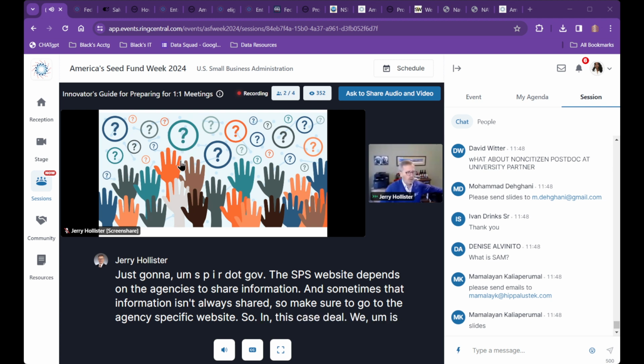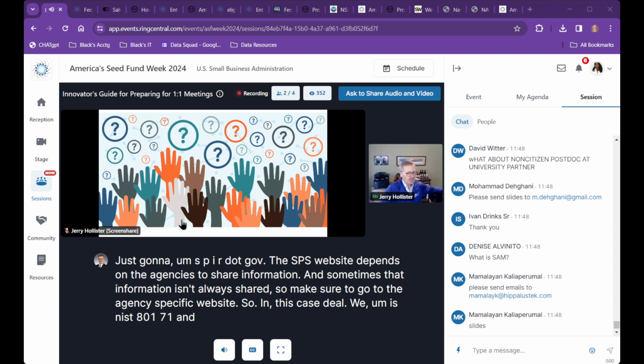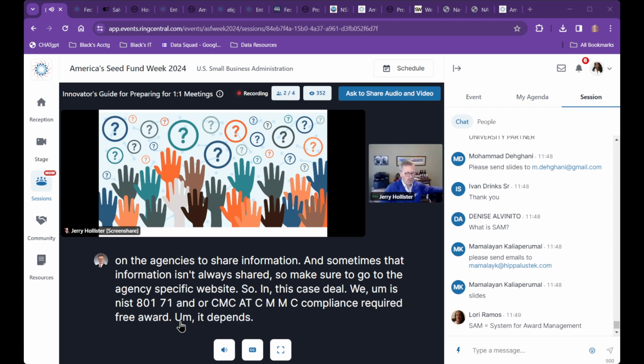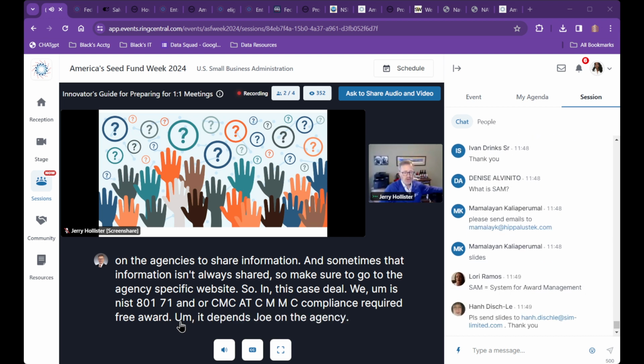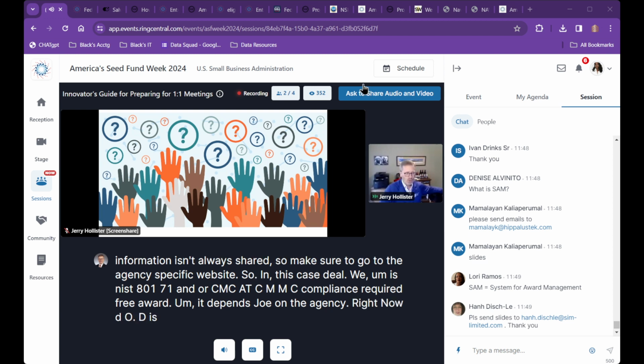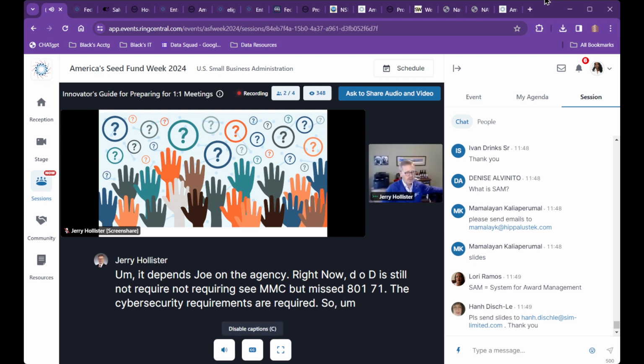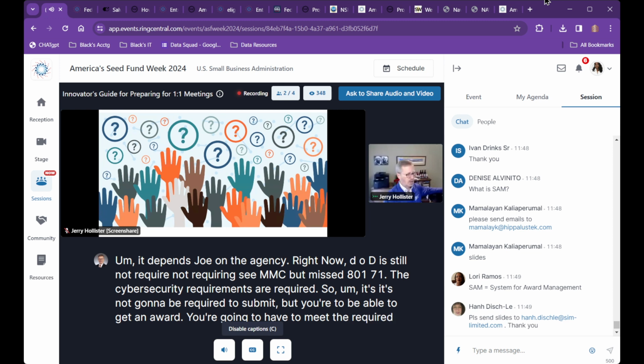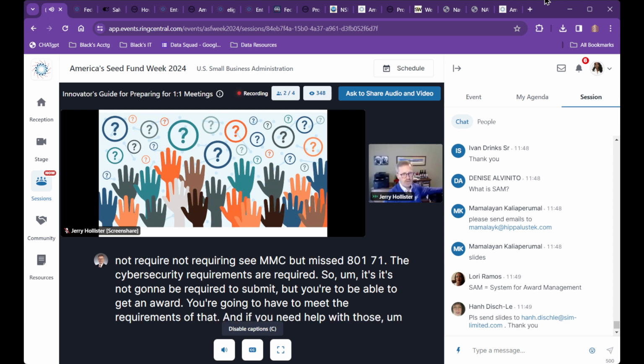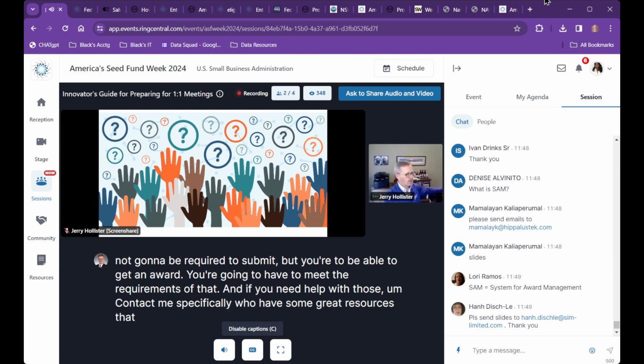Is NIST 800-171 and or CMMC compliance required pre-award? It depends, Joe, on the agency. Right now, DoD is still not requiring CMMC, but NIST 800-171, the cybersecurity requirements, are required. So it's not going to be required to submit, but to be able to get an award, you're going to have to meet the requirements of that. And if you need help with those, contact me specifically. We have some great resources that can help you with that.